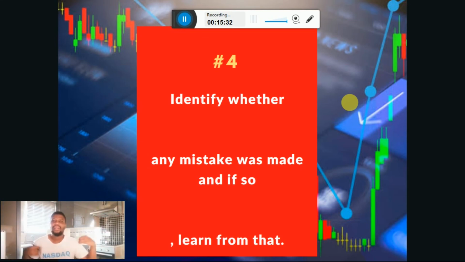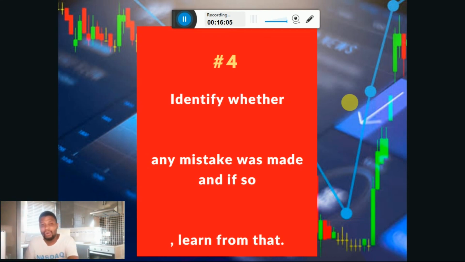So point number 4, you need to identify whether any mistake was made. If you made a mistake, you should take accountability for that. Do not blame people, do not blame your mentor, do not blame the broker, do not blame other people, because the person who executed the trade was you. You were the one who pressed the buy or the sell button. It was you. You should learn from a mistake and try to do better next time.